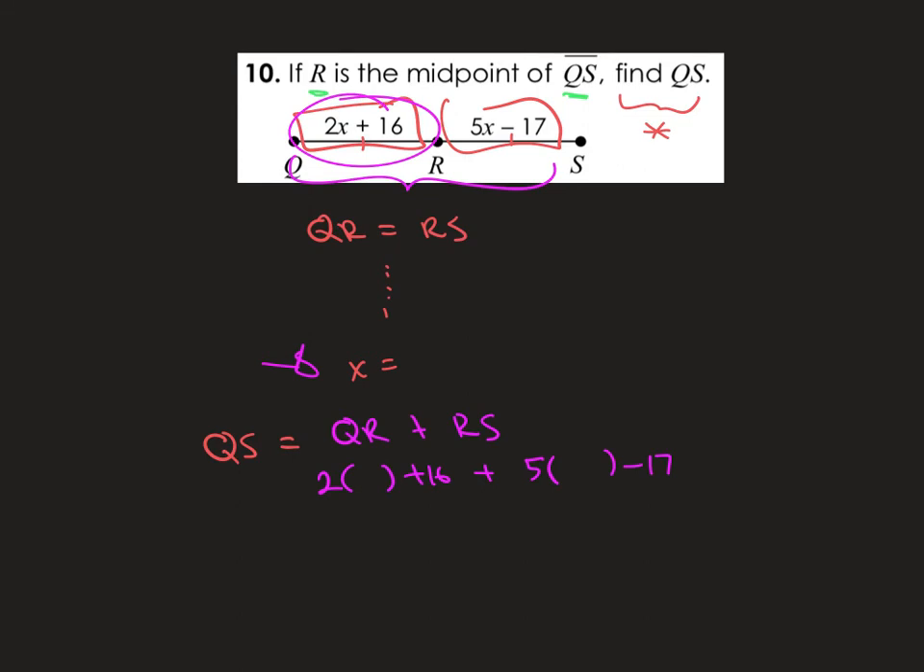Now just keep in mind that this whole value and this whole value should be the same because this is QR, this is RS, and we set up here that they were the same. Don't just multiply QR times 2. Make sure that you check your algebra and then get your final answer for QS. That's your mission. Now this last one, I'm going to walk you through it.